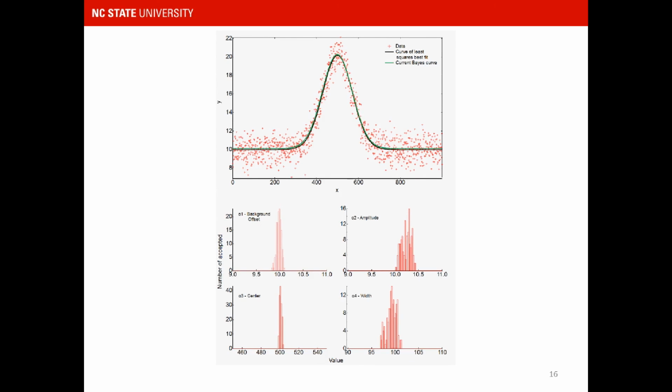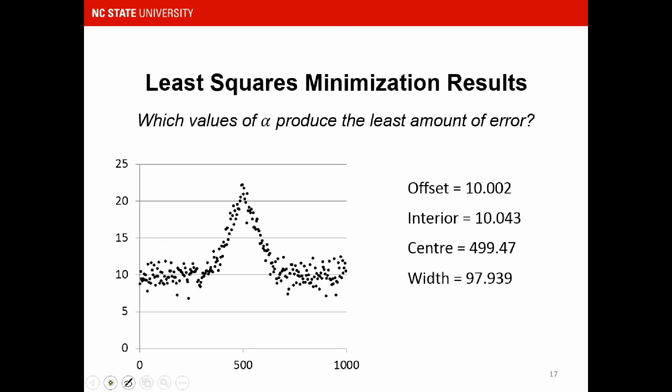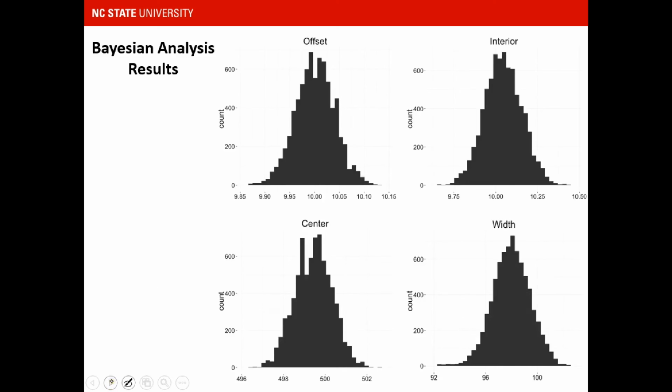Now that we've covered each peak fitting method, let's look at some results from using each on our simple peak data. From running least squares, we find that these values of alpha minimize the error and produce this fit. For our Bayesian method, we get histograms from the sampling procedure for each alpha. Histograms present a lot of information about each parameter of interest.